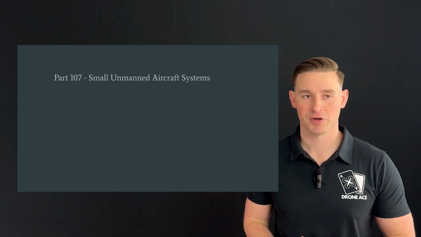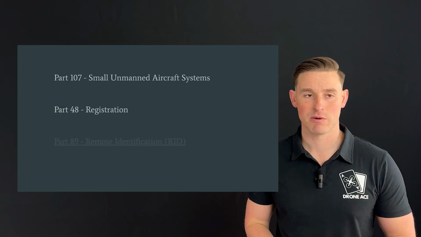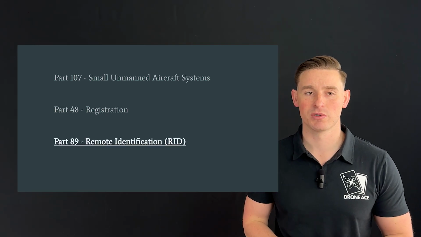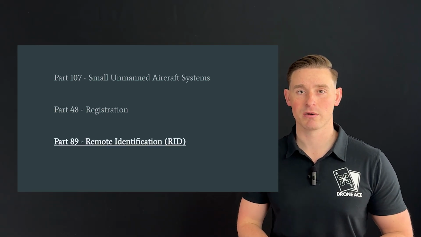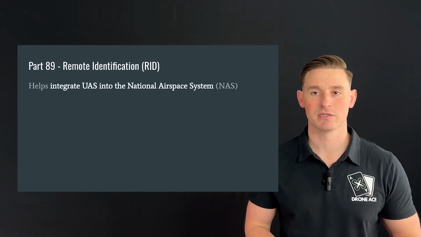Okay, so now we've completed part 107 in its entirety, talked about part 48 in registration. Now we're going to talk about part 89, which covers remote identification. This part is much quicker. Remote ID is one of the more recent regulatory updates in the UAS industry.